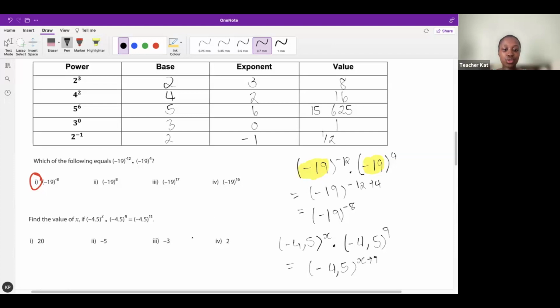x has to equal 2 because we said we want this to be equal to -4.5 to the power of 11. Well, that means if this whole expression has to equal 11, that means x has to be 2. Nice. I'm going to leave this for a few seconds for you guys to screenshot.